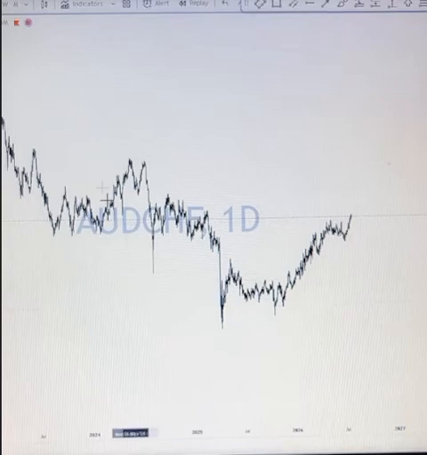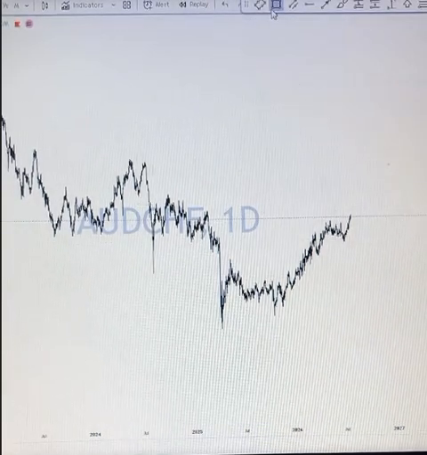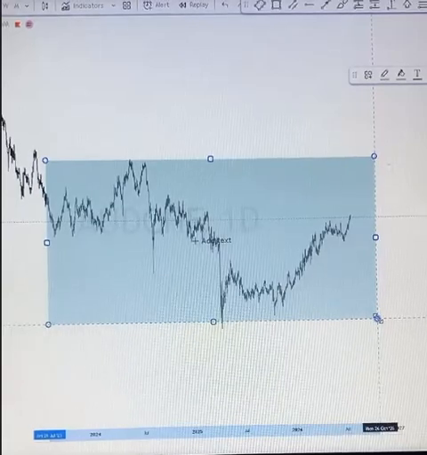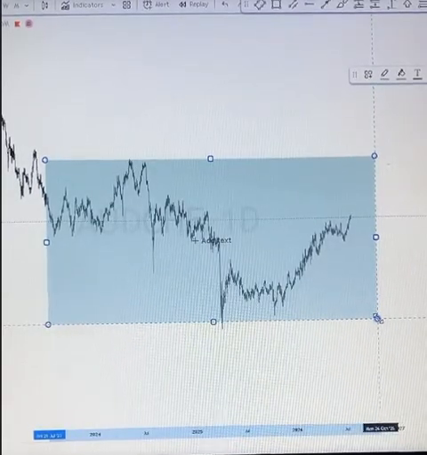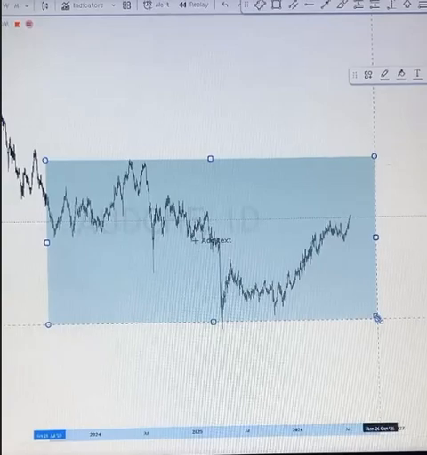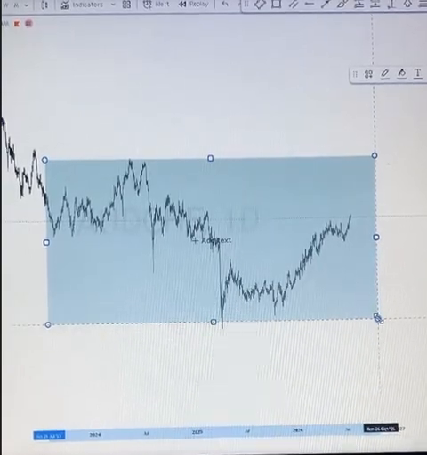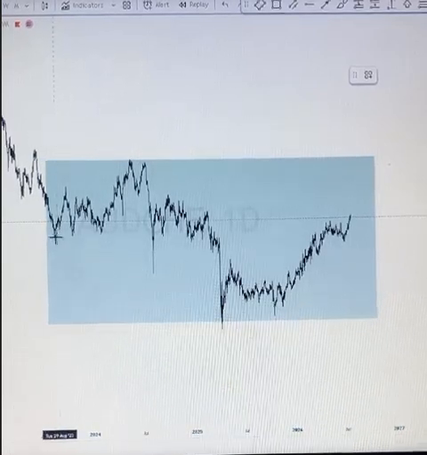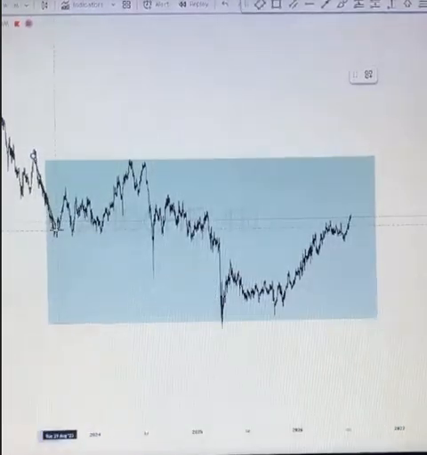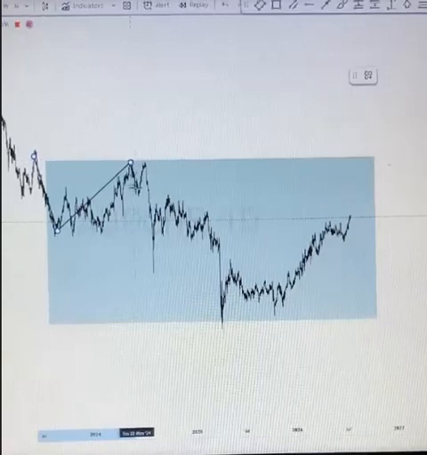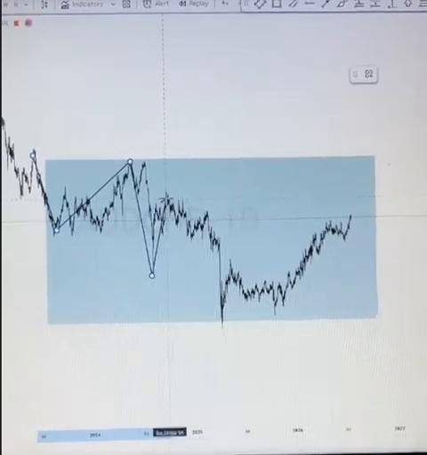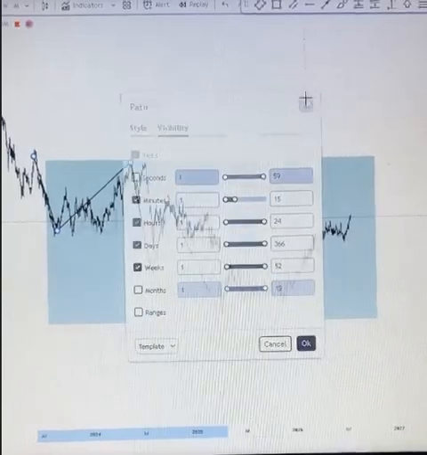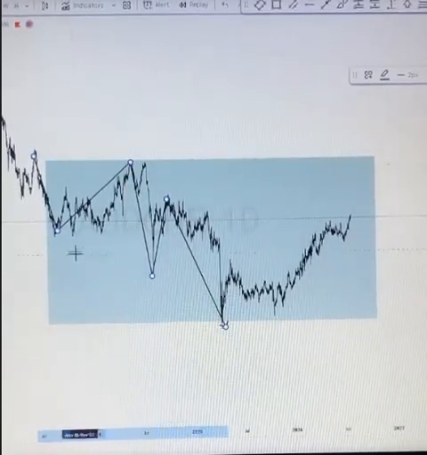Now, guys, what is the main structure of this pair? Our main structure right here is bearish. This is breakout. This is pullback. This is breakout. This is pullback. This is another breakout.